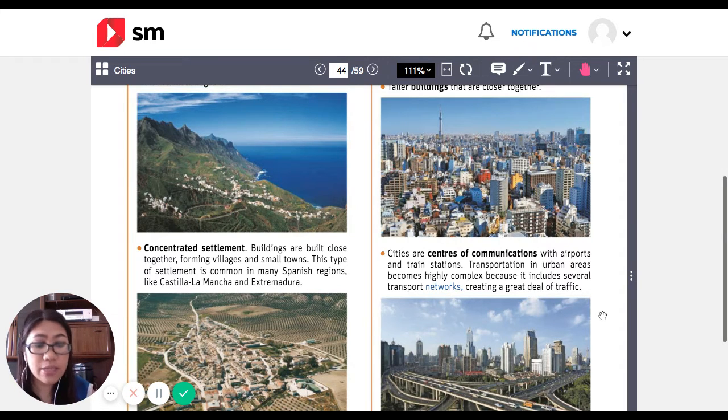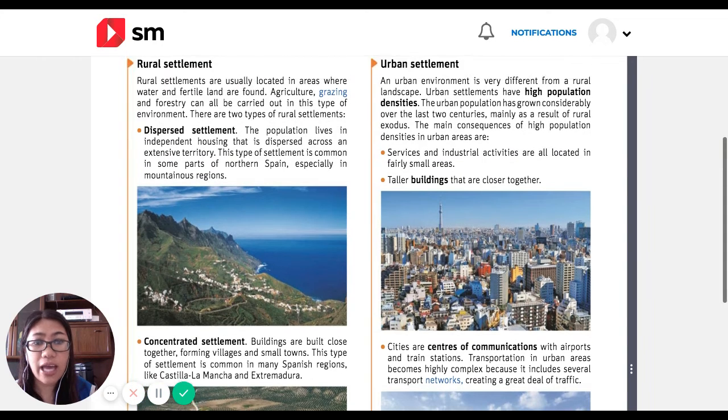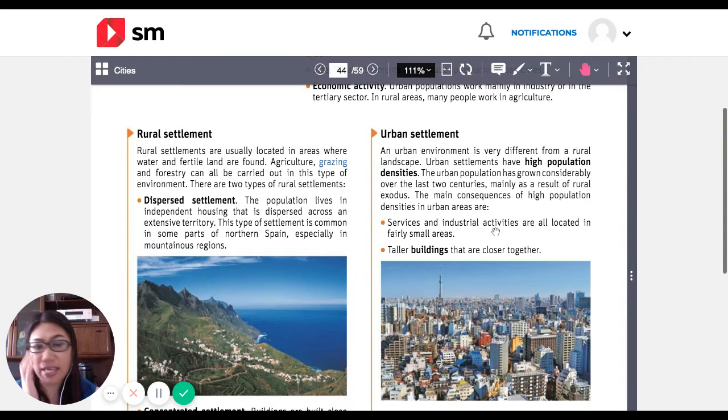Now, let's move on to the next one. We have urban settlement. An urban environment is very different from a rural landscape. Urban settlements have high population densities. When we say high population densities, it means that there are many people within a given territory. Okay? The urban population has grown considerably over the last 2 centuries.